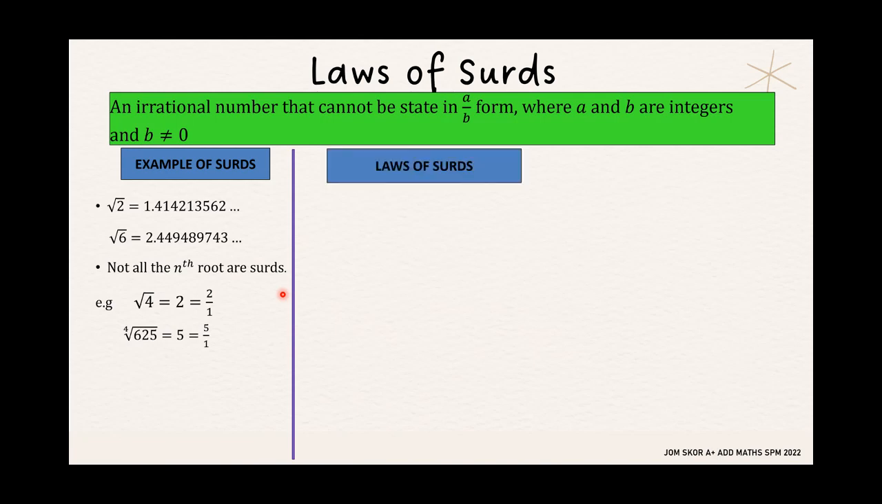Right, seterusnya kita nak tengok laws of set. Indices pun ada law, set pun ada law juga. Okay, law yang pertama, when we have multiplication of set. Katakanlah kita ada set A times set A, kita akan dapat nilai A. Kita akan dapat balik nilai yang di bawah bumbung tu, bawah square root tu lah.